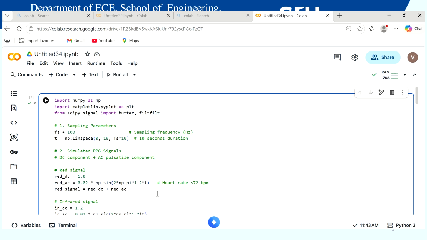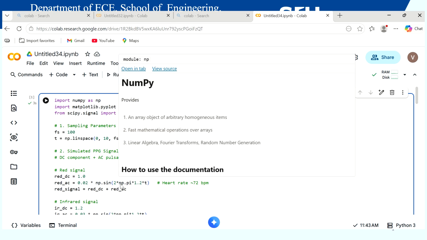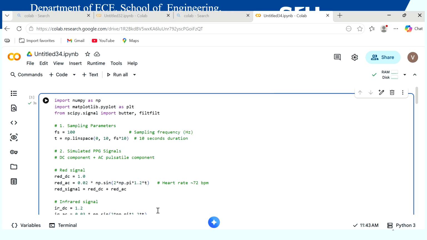So 1.2 times 60 means 72, for 1 minute. So 72 beats per minute; the heart rate is equal to 72 beats per minute. Then 0.02 is the small amplitude we are measuring, and we already know it is the AC, the pulsating part. And then the final red signal is equal to red_DC plus red_AC.